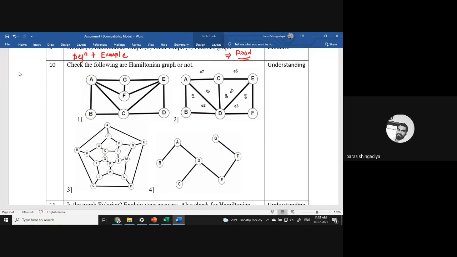Okay, so some students replied the first graph is a Hamiltonian graph. Correct. So the first is a Hamiltonian graph. तो कैसे इसका आंसर लिखना है आपको? Let's first discuss it and then you just try it for the remaining graphs.